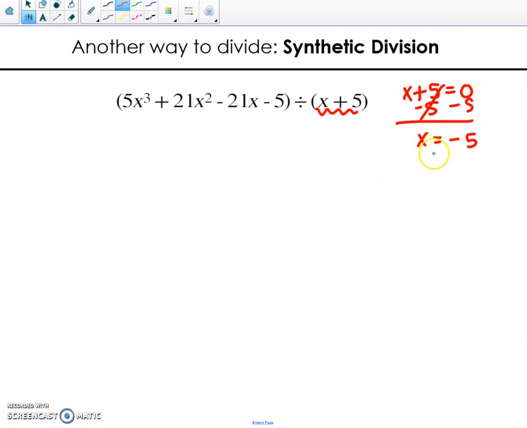So when we're doing synthetic division, the whole point of this is to not use variables until the very end. So all we're doing is using numbers. So the -5 that we get, we're going to put that on the outside, and then we're going to draw an upside down division bar.